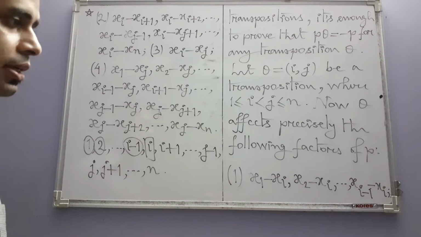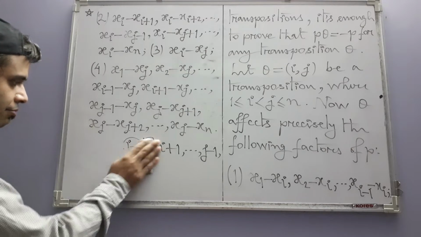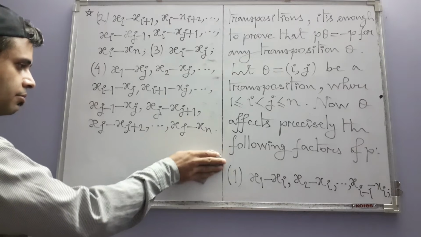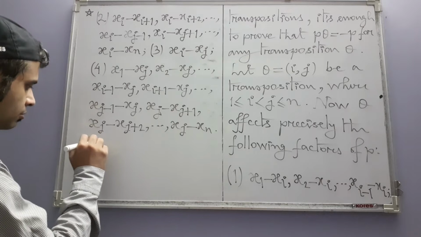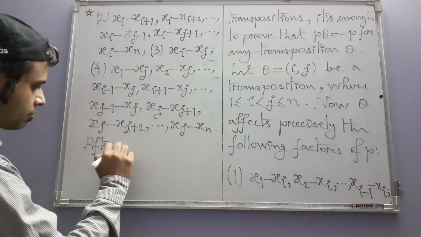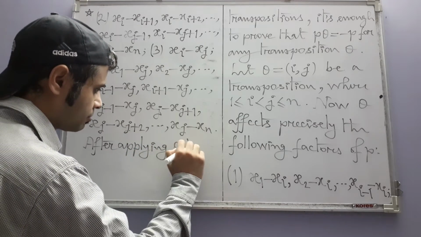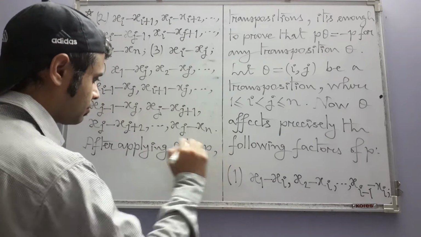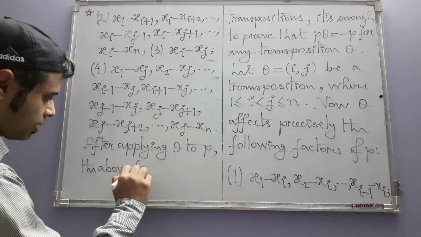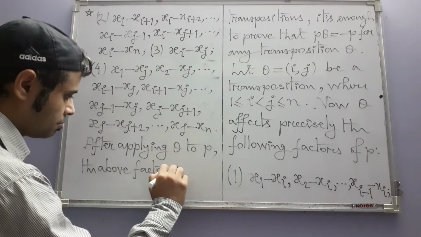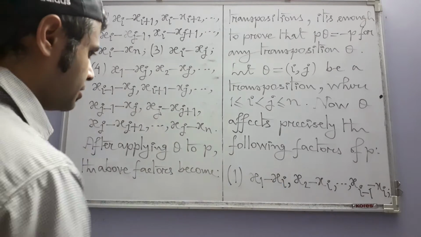Now after applying theta, what do we get from these? i will become j, j will become i. After applying theta to P, the above factors become, let us start with here.